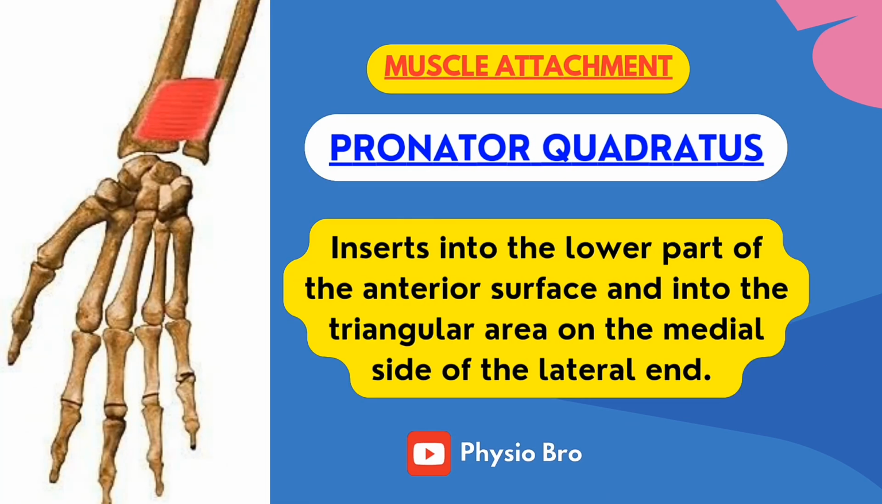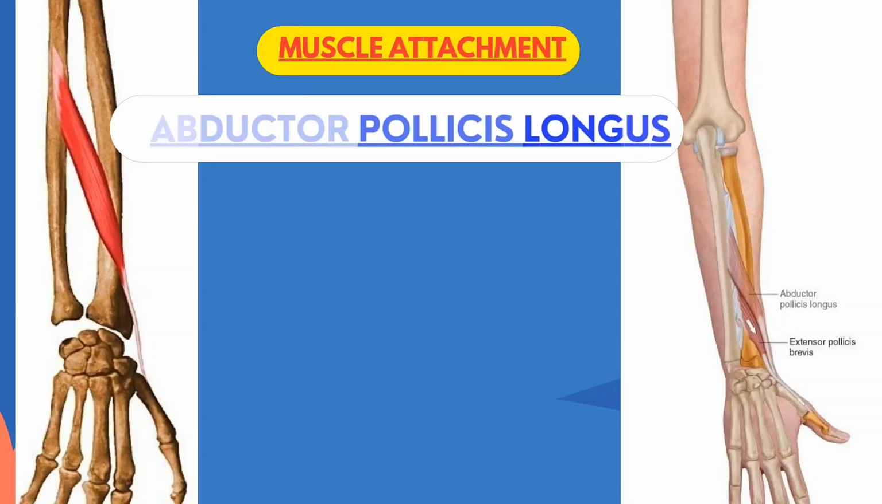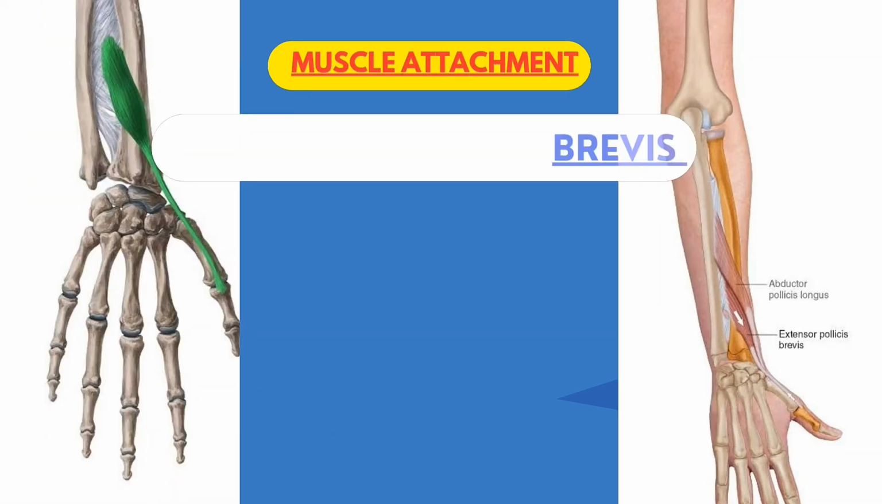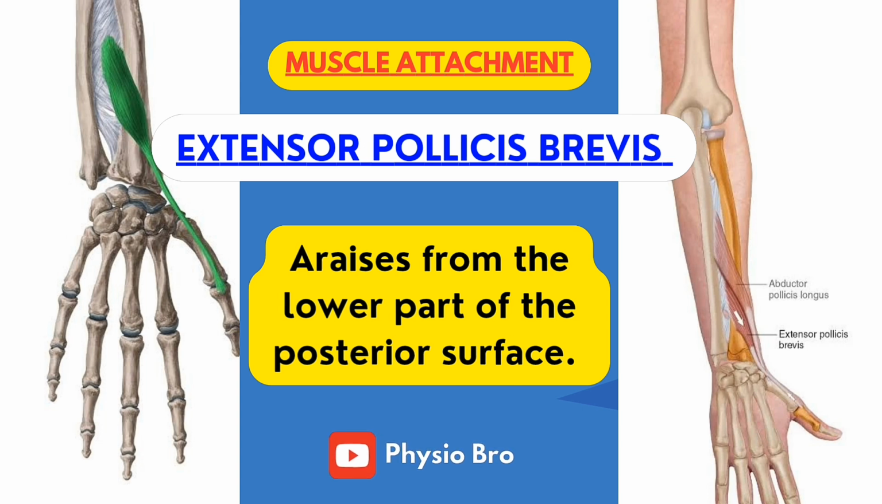Pronator quadratus muscle inserts into the lower part of the anterior surface and into the triangular area on the medial side of the lateral end of the radius. Abductor pollicis longus muscle arises from the middle one-third of the posterior surface of the radius. Extensor pollicis brevis muscle arises from the lower part of the posterior surface of the radius.